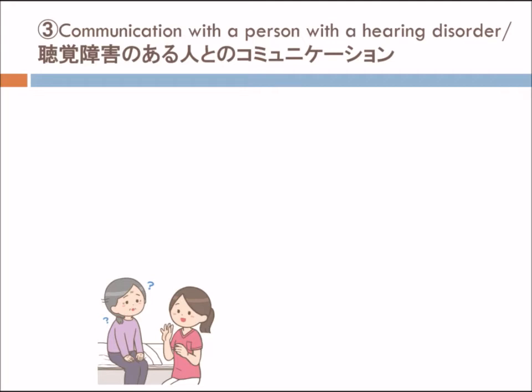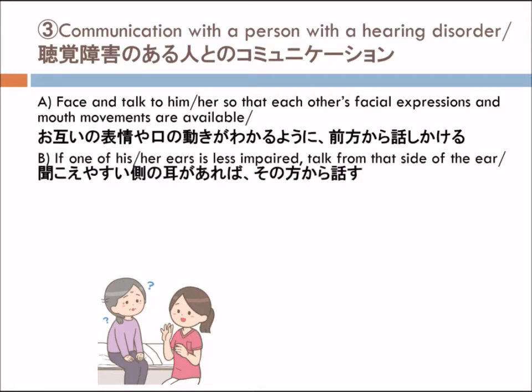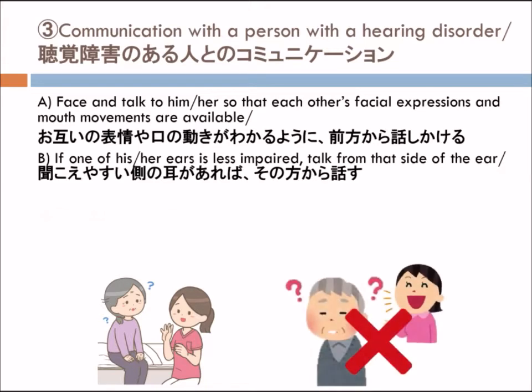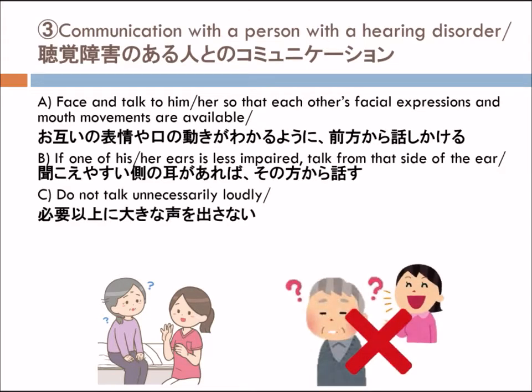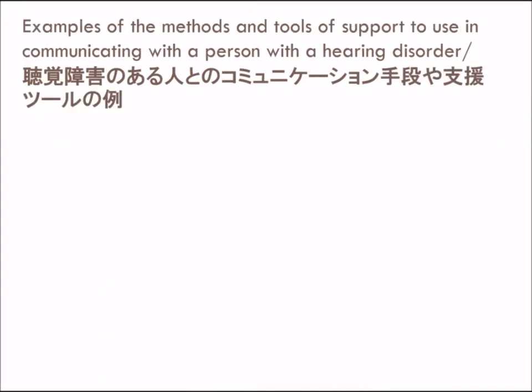There are 4 parts. Face and talk to him or her so that each other's facial expression and mouth movement are available. If one of his or her ears is less impaired, talk from that side of the ear. Do not talk unnecessarily loudly. Converse with him or her in as quiet a place as possible.